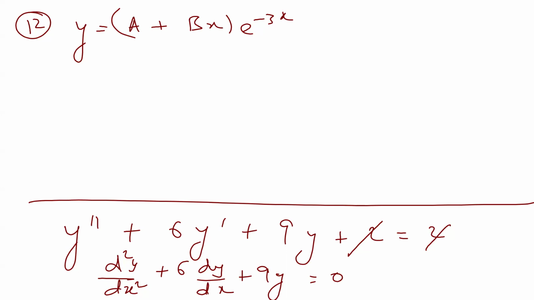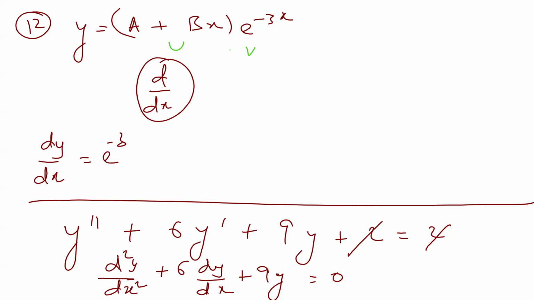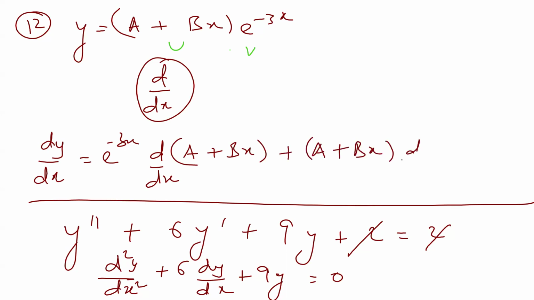Now see, first order derivative, d by dx on both the sides. Right hand side, this is u and this is v, right? So dy by dx, v derivative of u plus u derivative of v. I've done product rule.